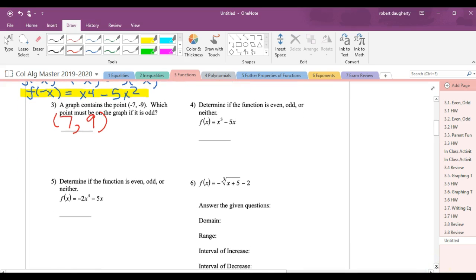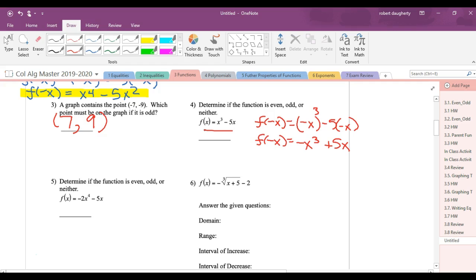Is the function even, odd, or neither? F of x equals x cubed minus 5x. So let's figure out f of minus x, which is equal to minus x cubed minus 5 times minus x. So 3, negative x times negative x times negative x. So this gives me f of negative x is negative x cubed plus 5x. Okay, these two things do not match.